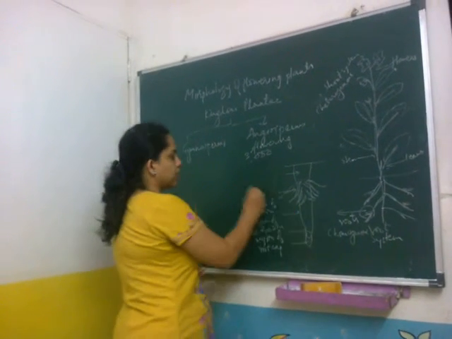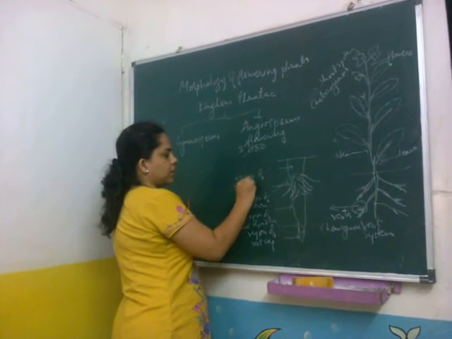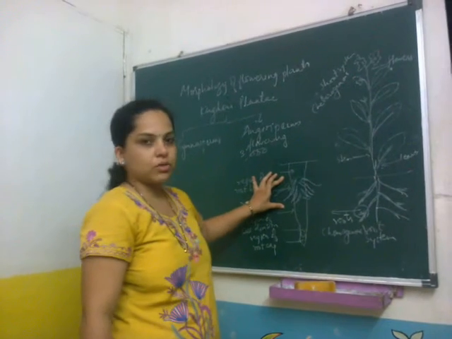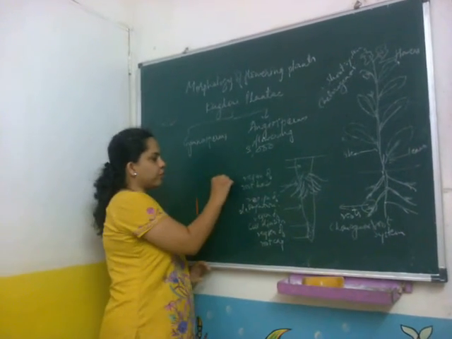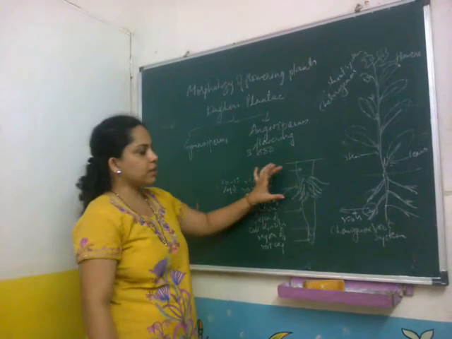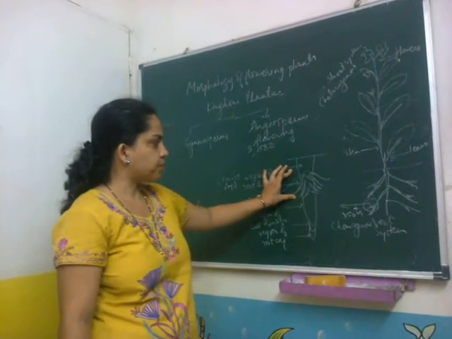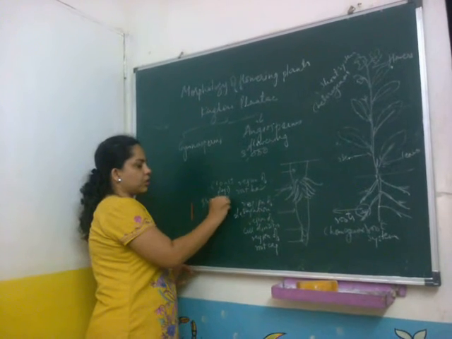Then we have the region of root hair. As you can see in the figure, this region has many hair-like structures called root hair, and they have a lifespan of only 10 to 15 days. That means after every few days, new root hairs are produced. Their basic function is to absorb water, and they provide a greater surface area so that water absorption can be maximum.